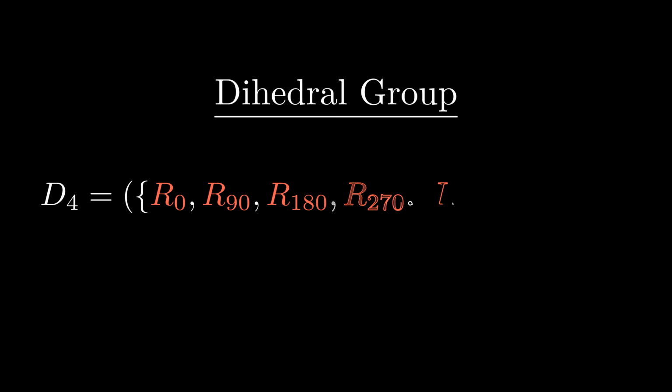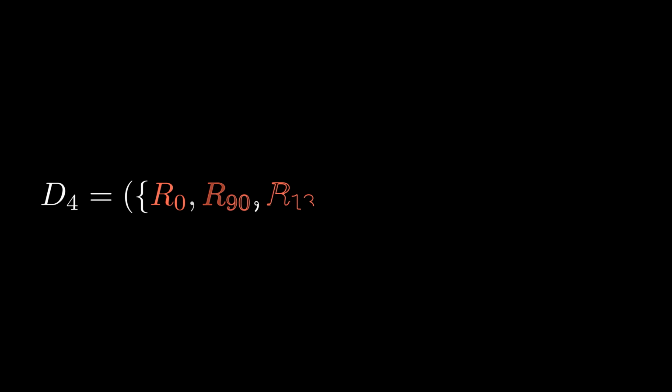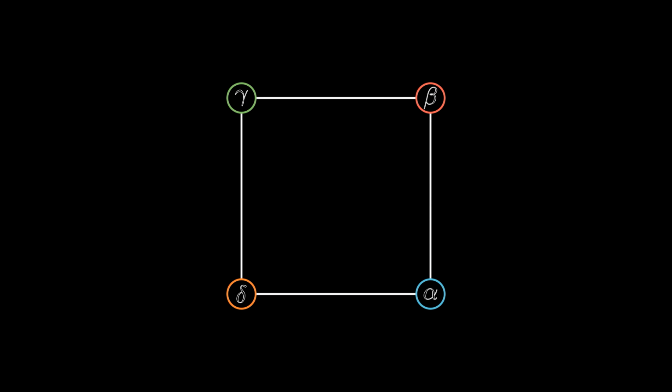Consider the dihedral group of order 8 representing the symmetries of a square. Let's label each corner of the square with the Greek letters alpha through delta. The positions of these letters will move with the square. We'll label the location of each corner with the numbers 1 through 4. The position of these numbers will remain fixed.